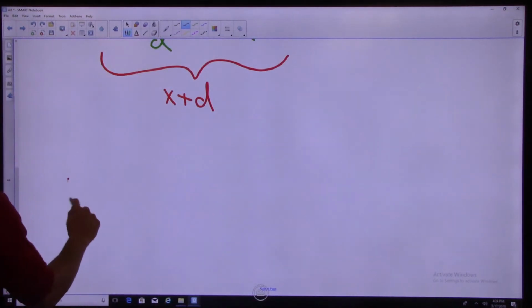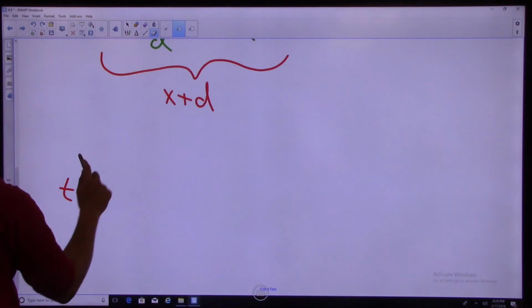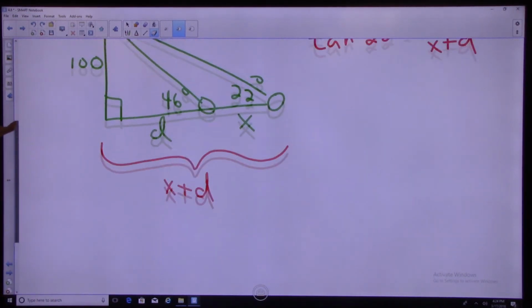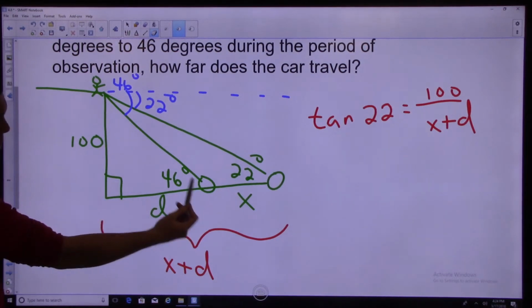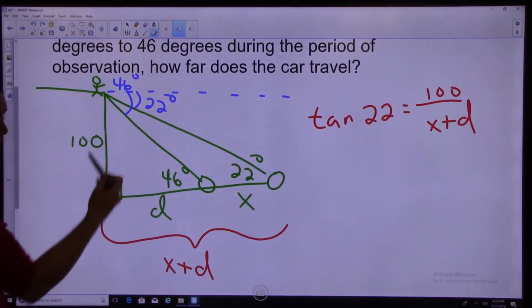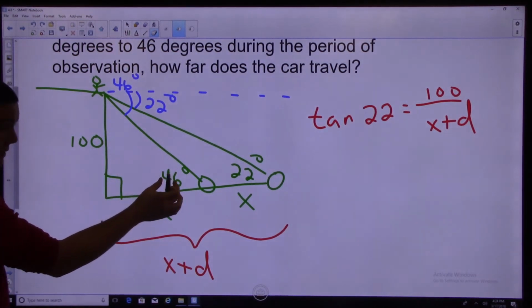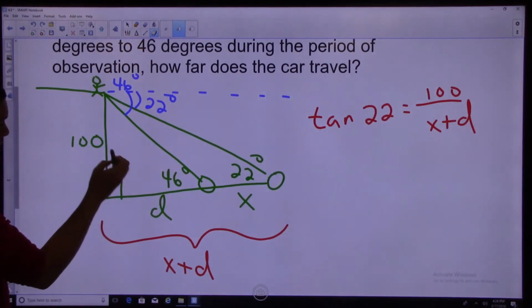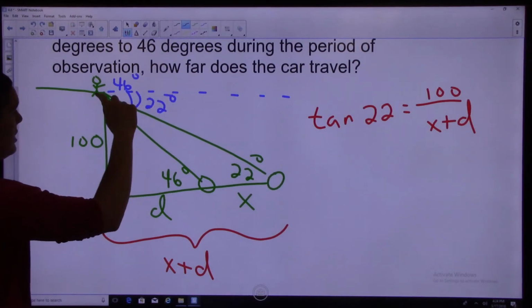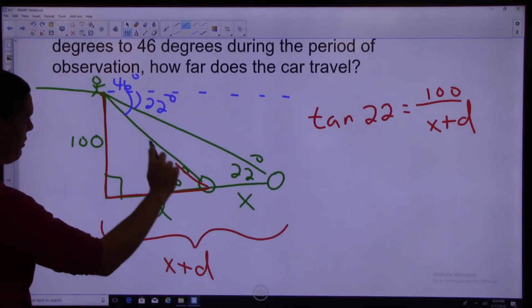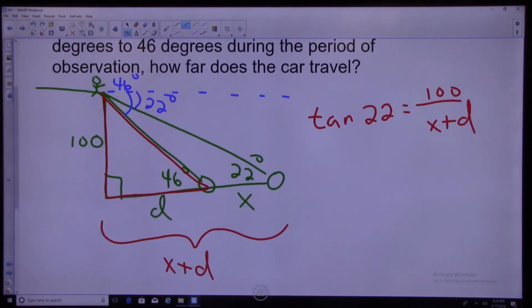This is going to be tangent. Sorry, I'm giving stuff away here. So the other equation I could set up is maybe just find d. Well, d is part of the smaller triangle, okay? It's part of the 46-degree triangle. Let me just highlight it here. It's part of this triangle, right, the one in red that I just highlighted. Okay, so d is a part of that.